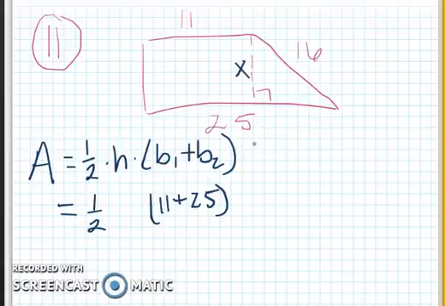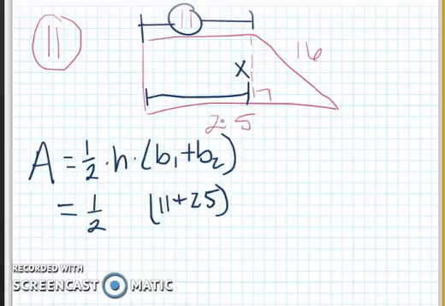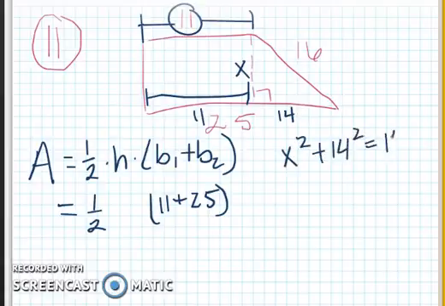To find this, we're going to use a little bit of trickery, I guess. 11 occupies this space from here to here, which means it occupies this space from here to here. So if we take 11 away from 25, I should have 14 over here and 11 over here. That adds up to 25. Right here I have a right triangle, so I can use the Pythagorean Theorem. x squared plus 14 squared equals 16 squared.